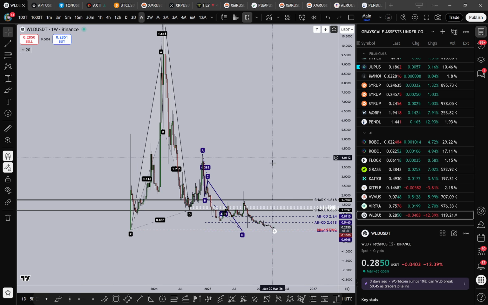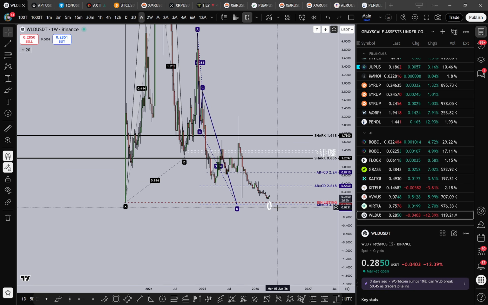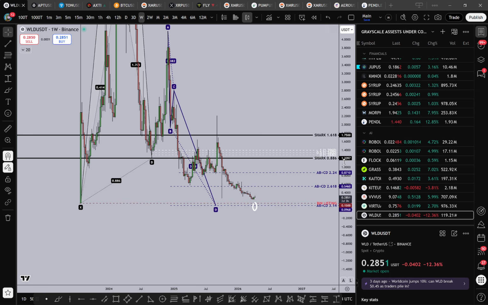Virtuals. WLD. Honestly, I just want this to get raided on while WLD or Liberty Finance. That'd be an insane entry. If that raided and reclaimed, that'd be a beautiful entry.